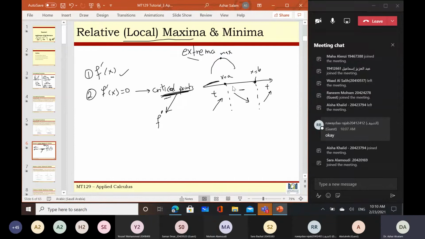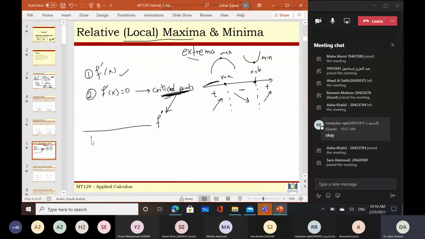And here it moves from decreasing to increasing. So the function at this point will be like that. So this will be a minimum. Okay, this is how to find the maximum and the minimum point. Find the critical point and use the first derivative test.